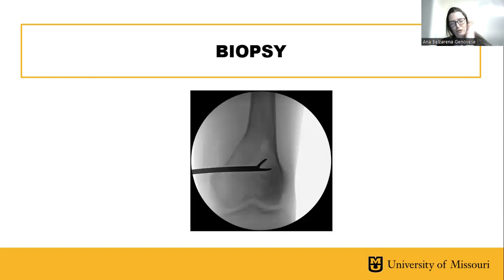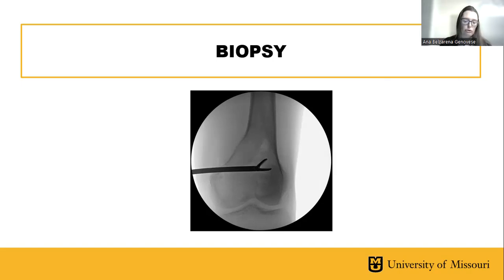And only after we have all that, then we're going to do a biopsy. There are many ways of doing a biopsy. You can do it with a needle. It can be done by you or an interventional radiologist. It can be a core needle or a mini open biopsy.